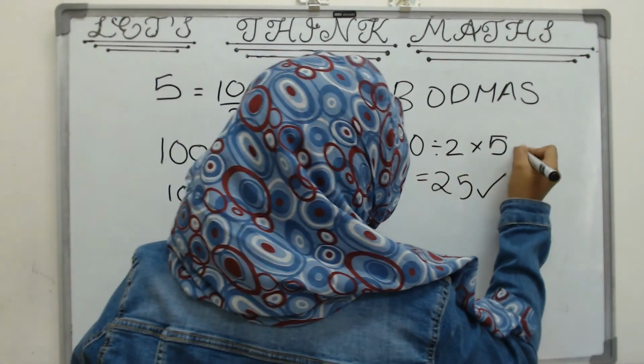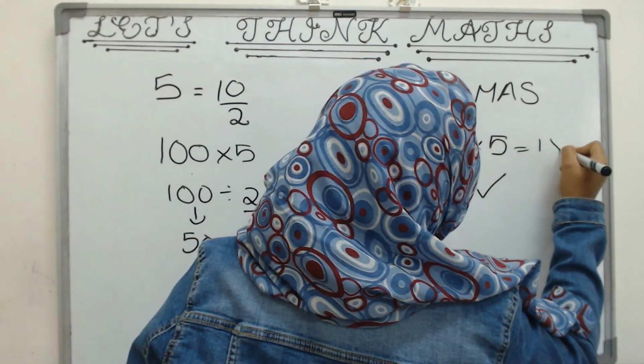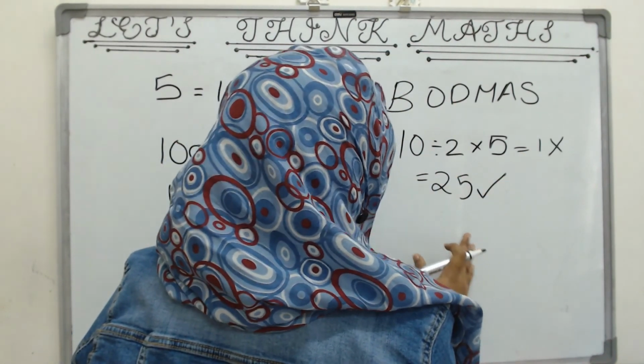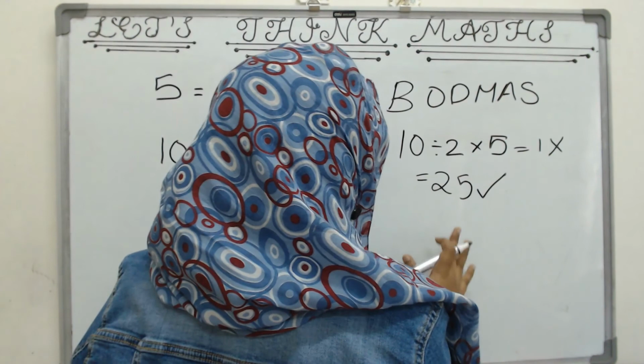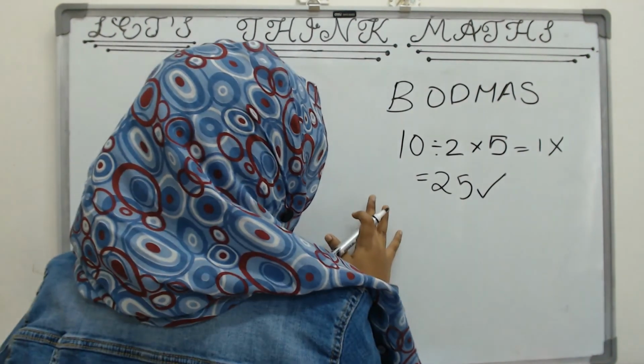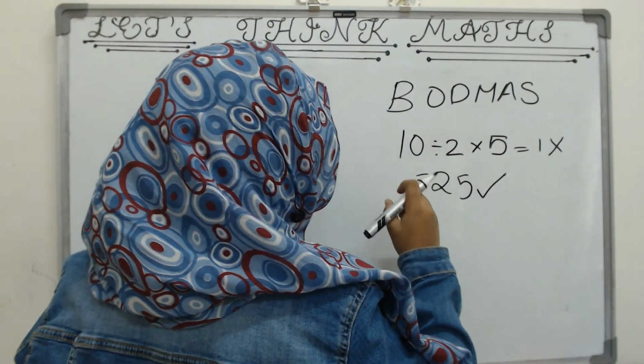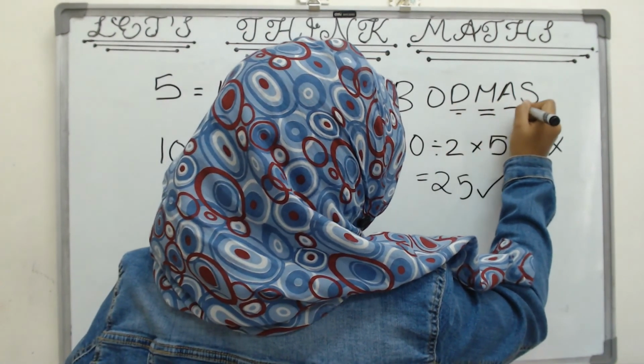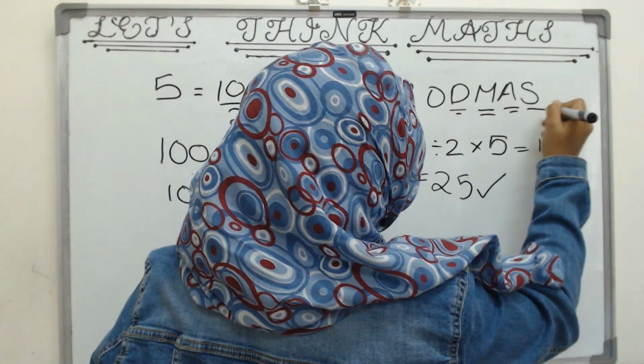Now if we were to multiply it first, we would get 2 into 5, which is 10. 10 divided by 10, which is equal to 1. This is wrong. You can see that we get two different answers either when we multiply it first or divide first. This is because the BODMAS rule tells us that we have to divide first, then multiply, then add, and only then subtract.